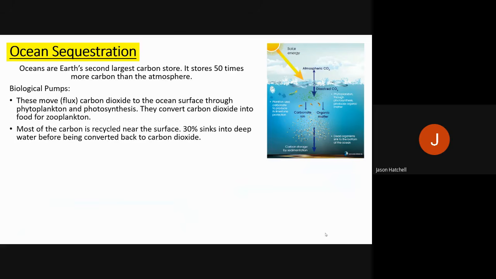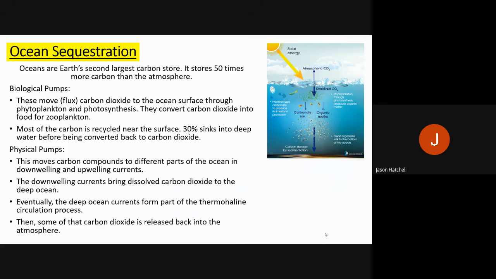into a carbon dioxide store. So the biological pump is all about the flux, or movement, of carbon to the surface of the ocean, and some of it then, 30%, sinks back down into deep ocean water, which is converted back into a store of carbon dioxide.